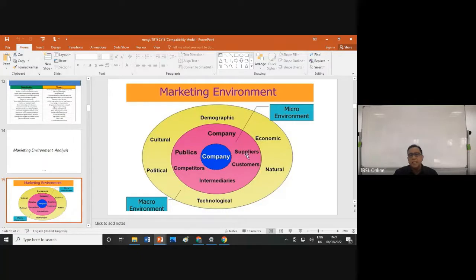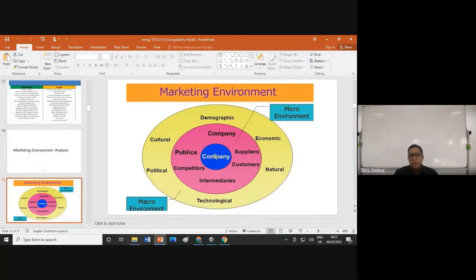the suppliers, customers, intermediaries, competitors, publics, and so on, right? Then beyond that, you find the macro environment. We call it the macro environment, that you learn through PESTLE factors, remember? The political, economic, and so on.